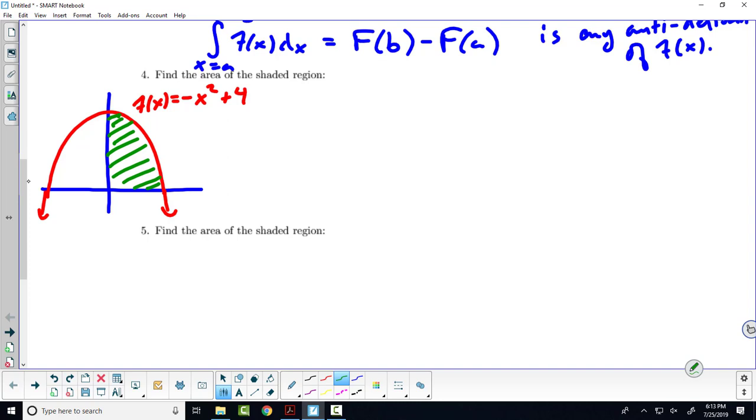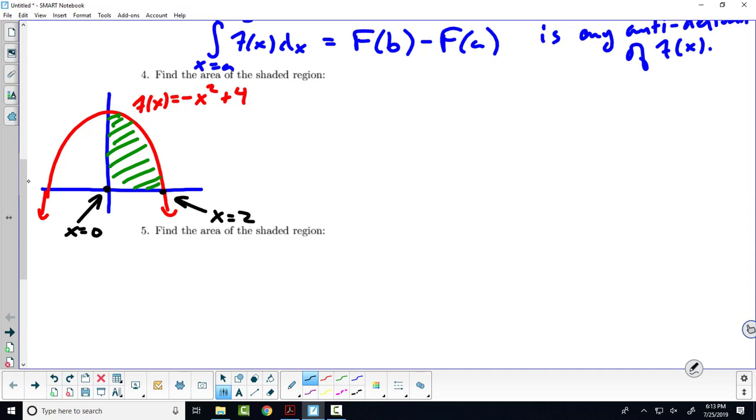Okay. Well, where does our shaded region start? It starts at what x value? At x equals 0, and we compute it until we get to x equals what? What's that intercept? 2. Okay. All right.